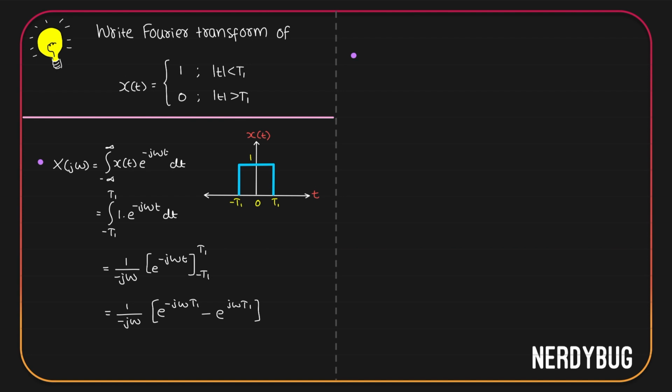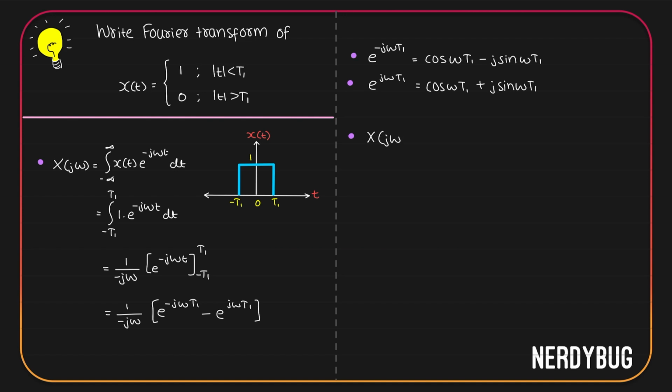Now, using Euler's formula, we know e raised to minus j omega t1 is actually cos of omega t1 minus j sine of omega t1. The same way, e raised to j omega t1 will be cos of omega t1 plus j sine of omega t1. So if we subtract this from this, cos omega t1 and cos omega t1 get cancelled. All we get will be minus 2j sine omega t1.